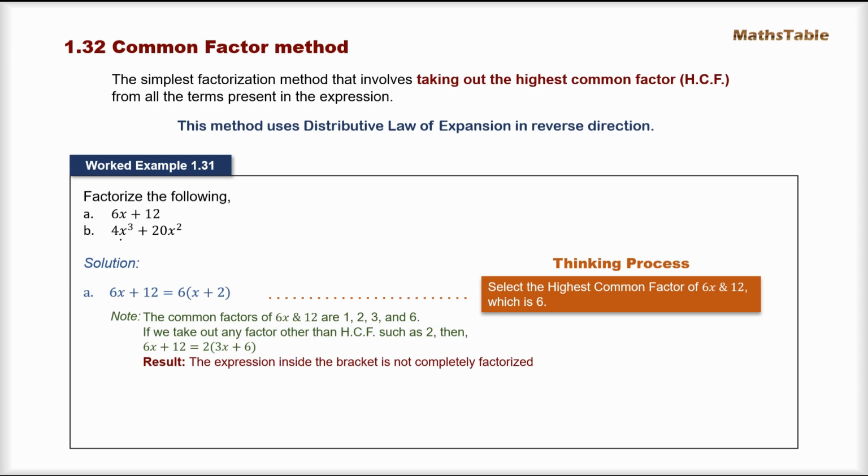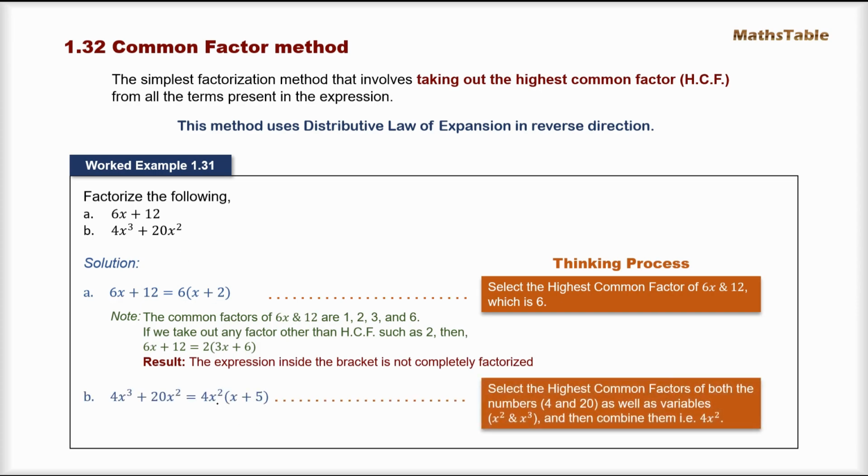Now, let's check the second part of this question, 4x cubed plus 20x squared. Here we can see that we not just have a common factor between 4 and 20, but we also have common factors between the variables: x cubed and x squared have a common factor x, as well as x squared. So if we take x squared out of these two, the expression is completely factorized from the variable terms. And for the numbers, 4 is the highest common factor of 4 and 20.